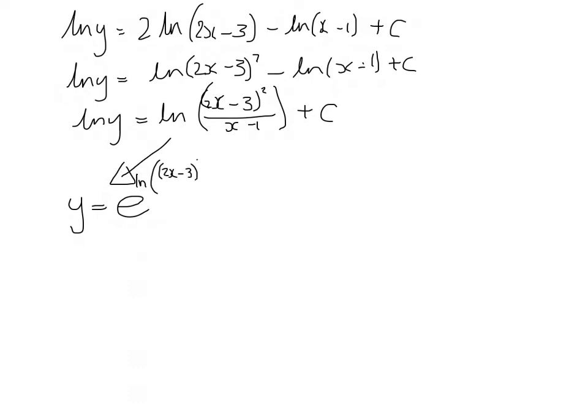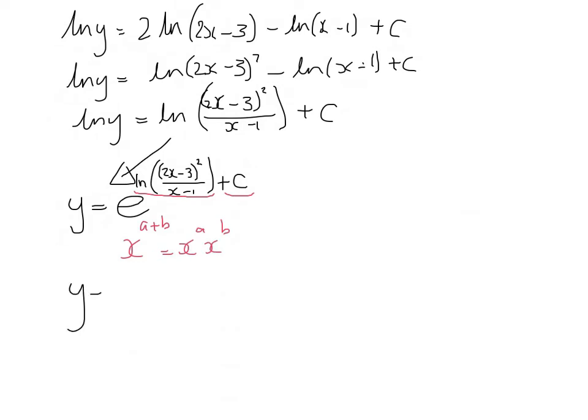It's really important not to e things individually. Now this is not e to the ln blah blah blah plus e to the c. No, no, no, that's what goes wrong. We mustn't let this happen. The rule of indices that we're looking for here is x to the a plus b, here's our a, here's our b, is equal to x to the a times x to the b.